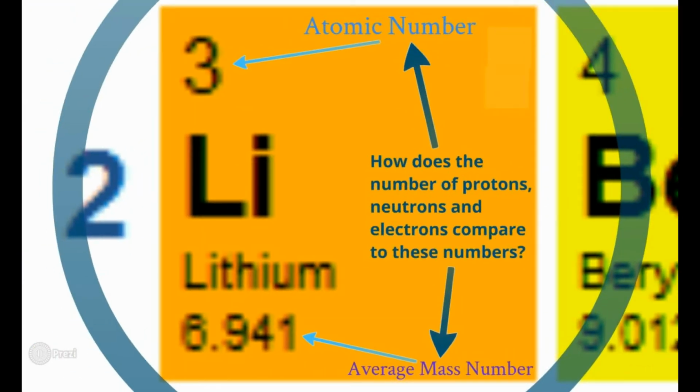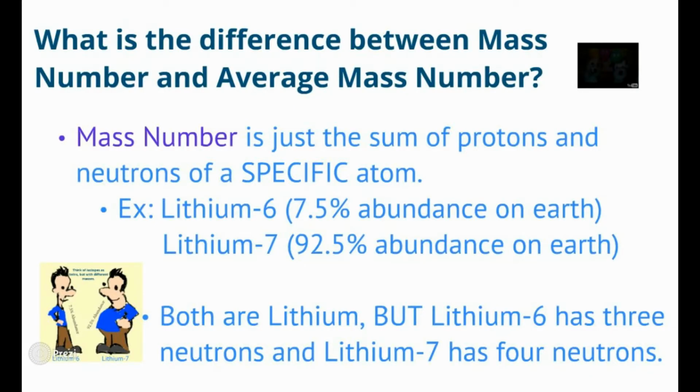All right, so anyway, do know the difference between these two guys. They will help you out. What is the difference between the mass number and average mass number? I put it in a certain section here because people kept getting them mixed up. And so I'm going to give you basically the rules here of how to know the difference.